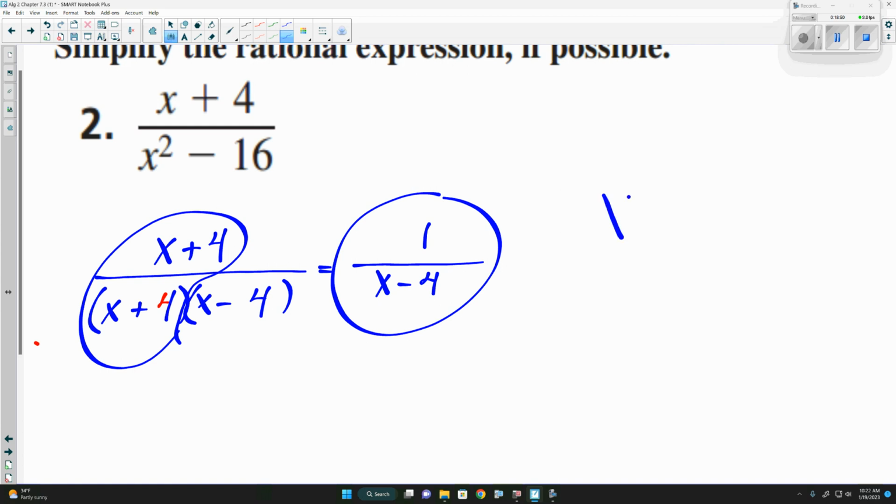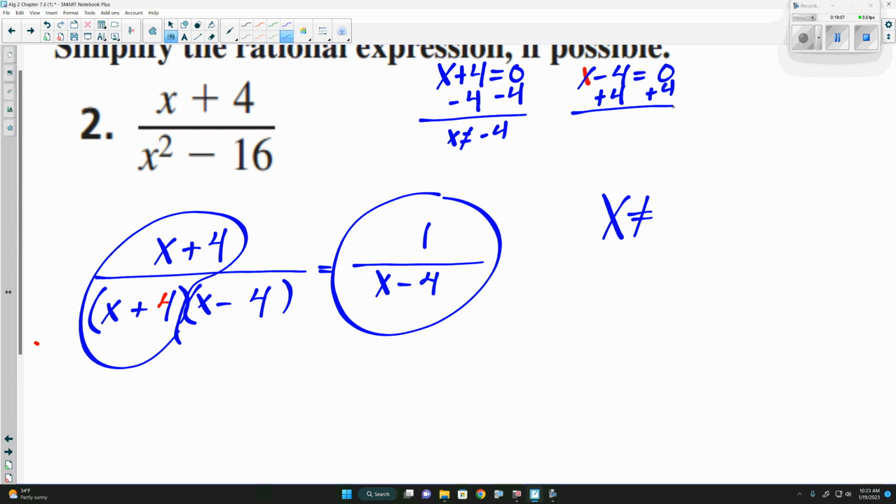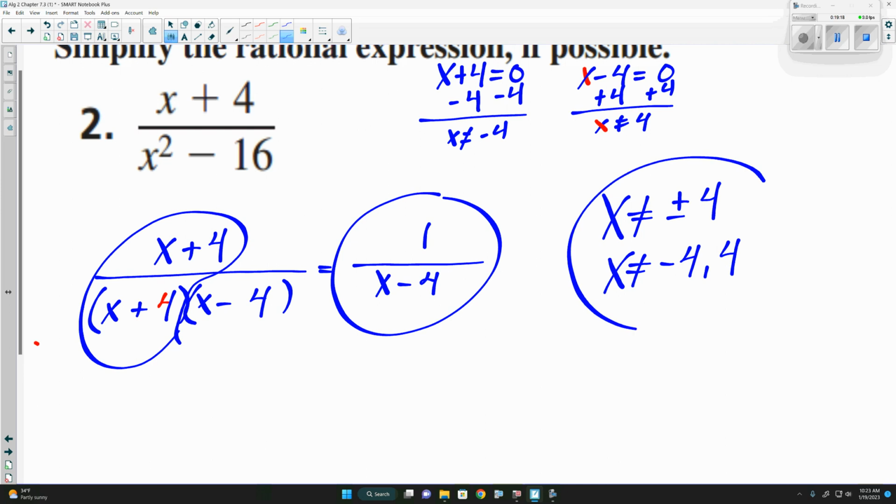And here, x cannot be. We can look at x plus 4 is equal to 0. So we minus 4. So x cannot be negative 4. When x minus 4 is equal to 0, add 4 to both sides, so x cannot be 4. So we could say x is not equal to plus or minus 4, or x is not equal to negative 4 or 4. Either one of these work.